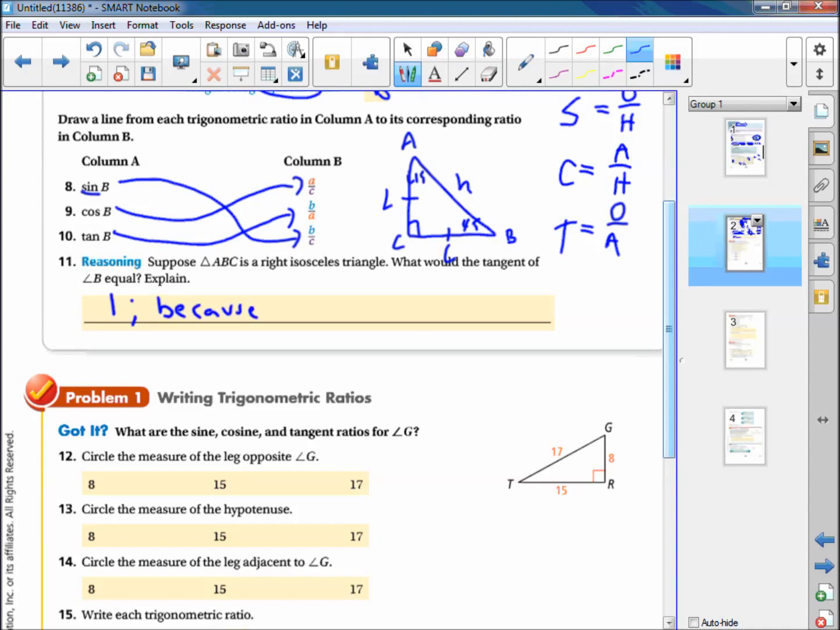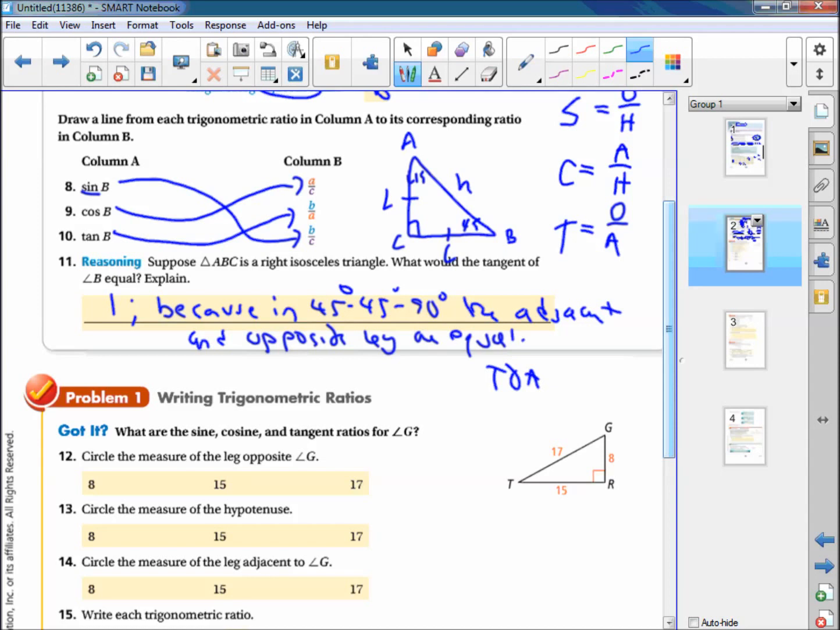because in a 45, 45, 90 triangle, the adjacent leg and opposite leg are both equal. Okay, so we're using the TOA. So that means that tangent is the opposite over the adjacent. And since they're both equal, that's going to be 1 in our case. Not always, but in our case.